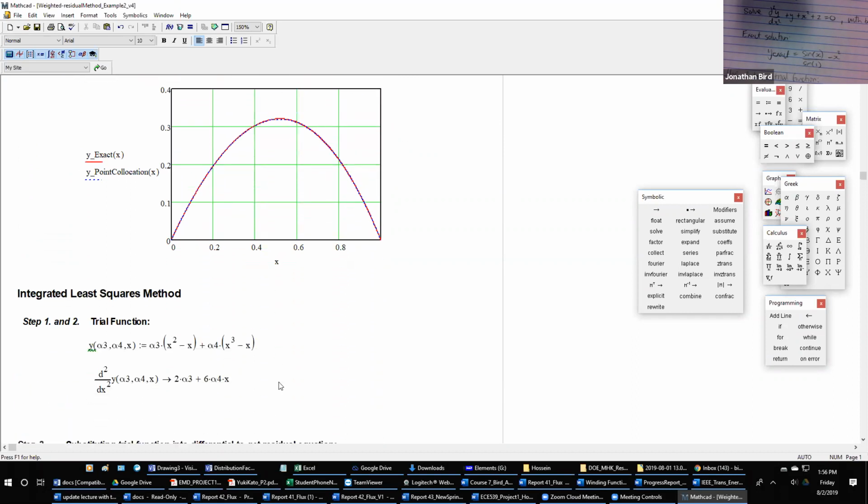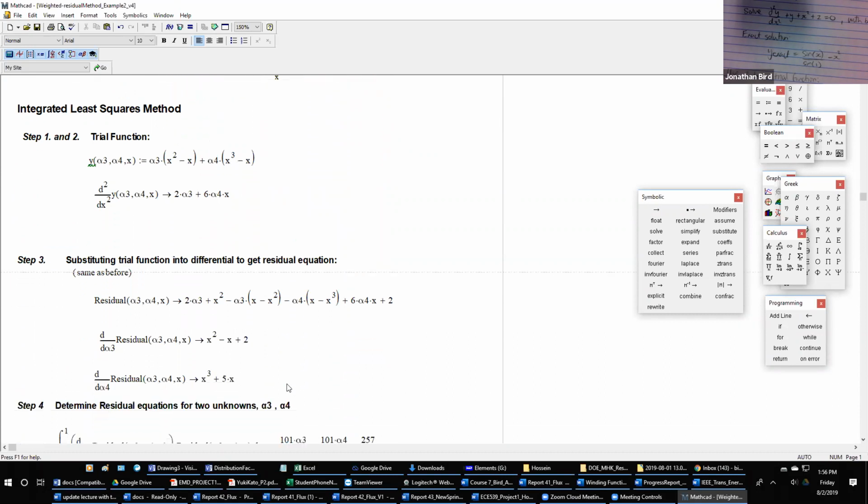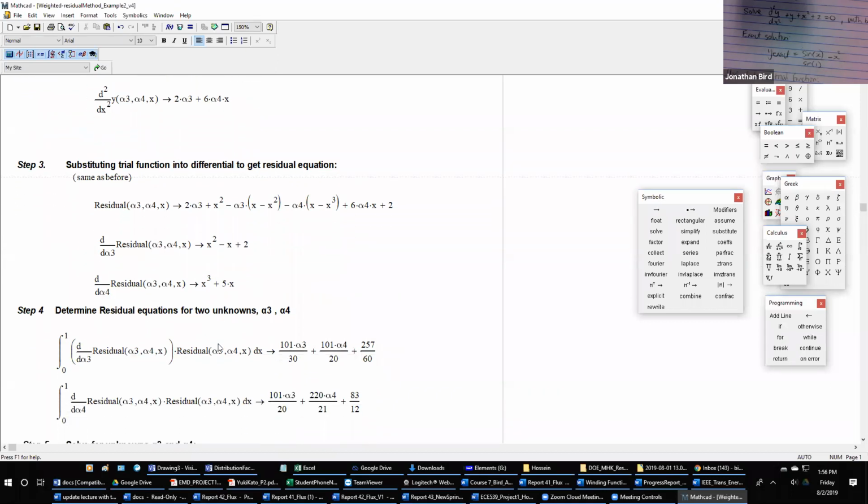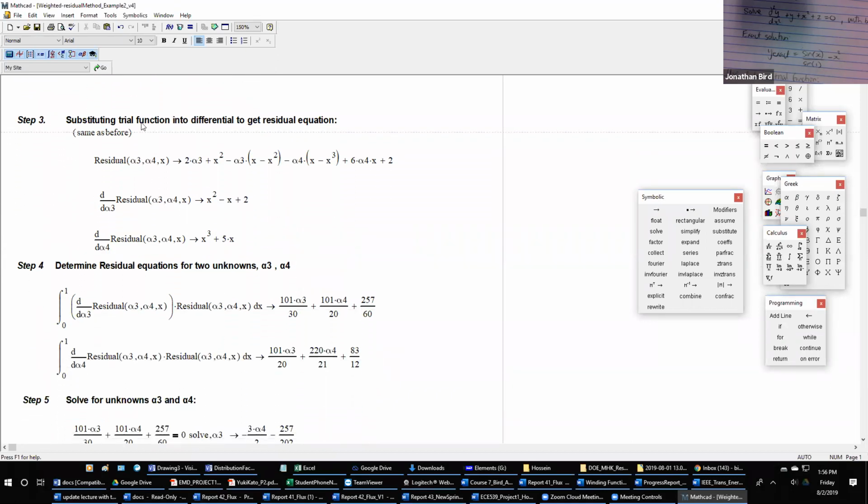Okay. Then, the second approach is the integrated least squared method. We've got the trial function, take the derivative of the trial function, okay. Then we substitute the trial function into the differential equation, we get this residual. Now, we take the derivative of the residual, that's the approach used in the weighted residual. Take the derivative of the residual for the two unknowns, alpha 3 and alpha 4.